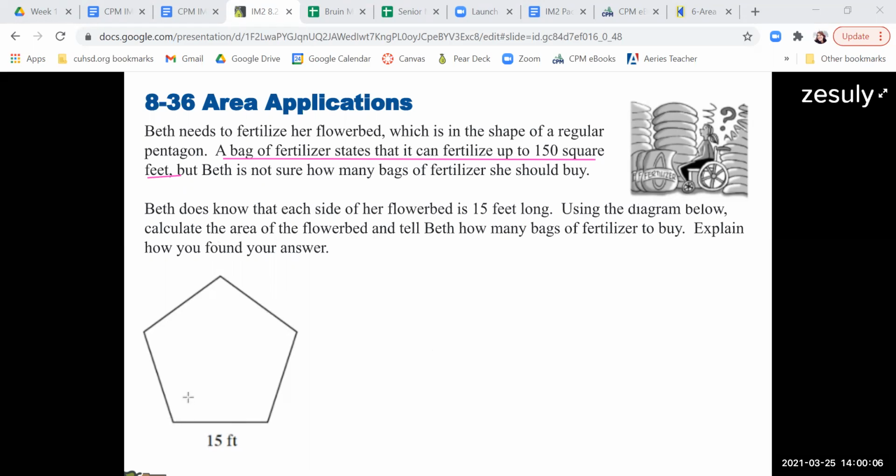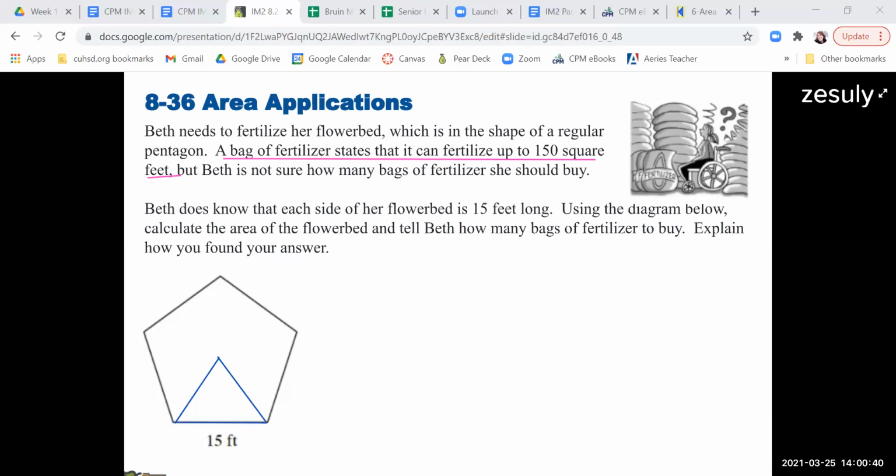Okay, so remember, first thing, we really need to look at our triangle. I'm going to draw a triangle. I'm eyeballing where the center is, but hopefully get it as accurate as you can to where you think the exact middle of this thing is. And there's one triangle. We know that we eventually will have 5 of these, but we're going to find the area of this one triangle and then multiply by 5. That will help us determine how many bags of fertilizer she should buy.